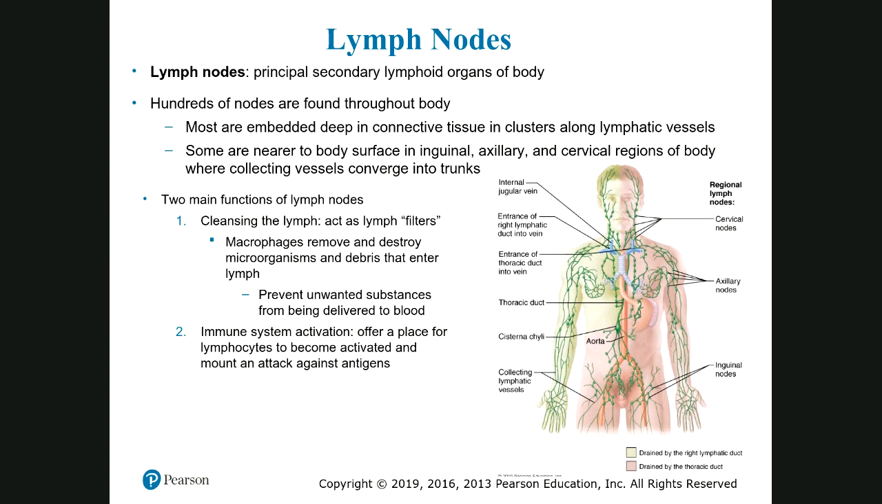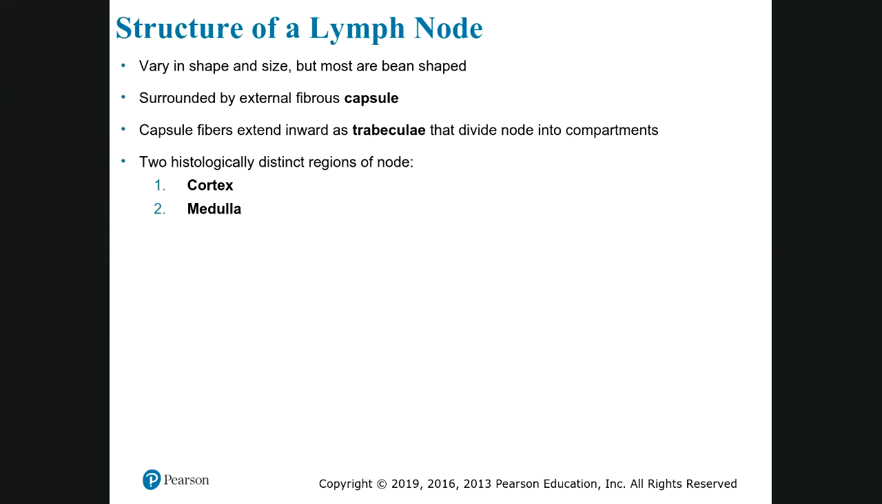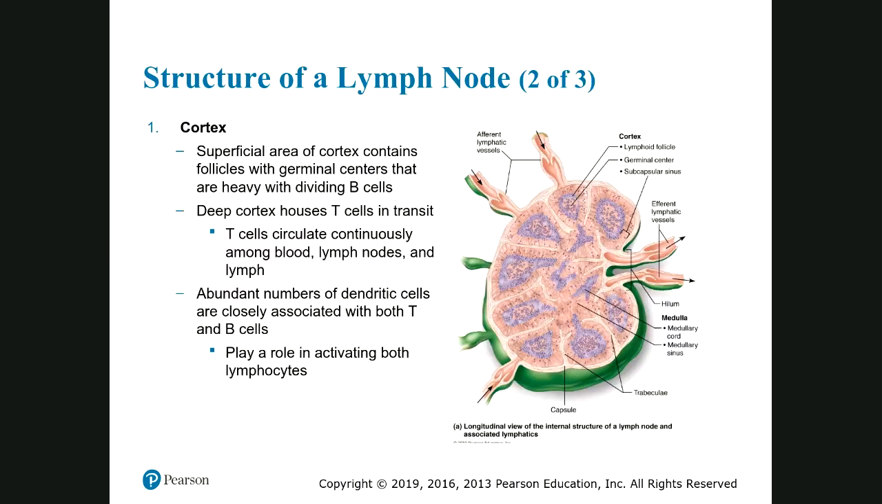So what is the structure of the lymph node, and how does it play a role in cleaning the lymph? The lymph node is bean-shaped, and it's surrounded by a fibrous capsule. The fibrous capsule gives it its form. The capsule fibers extend inward into trabeculae.